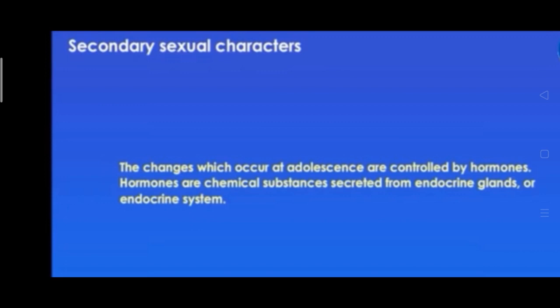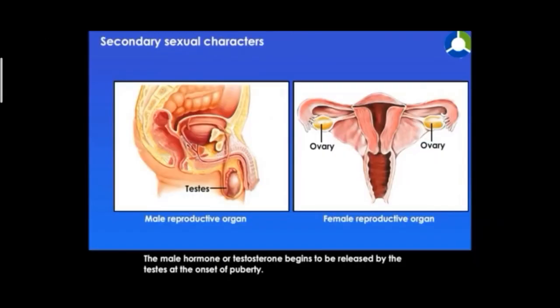The changes which occur at adolescence are controlled by hormones. Hormones are chemical substances secreted from endocrine glands or the endocrine system. These glands secrete the hormones into the bloodstream. The male hormone, testosterone, begins to be released by the testes at the onset of puberty. This causes changes in boys about which you have just learned, for example, the growth of facial hair, the production of male reproductive gametes, etc.